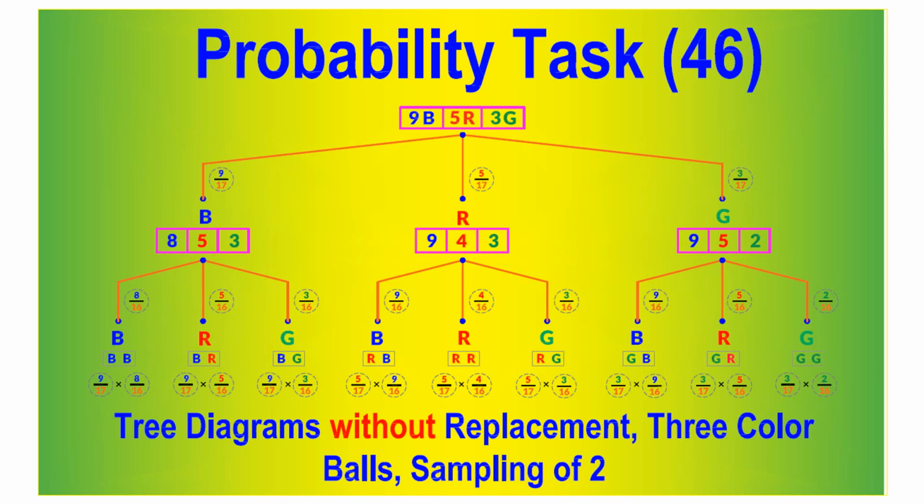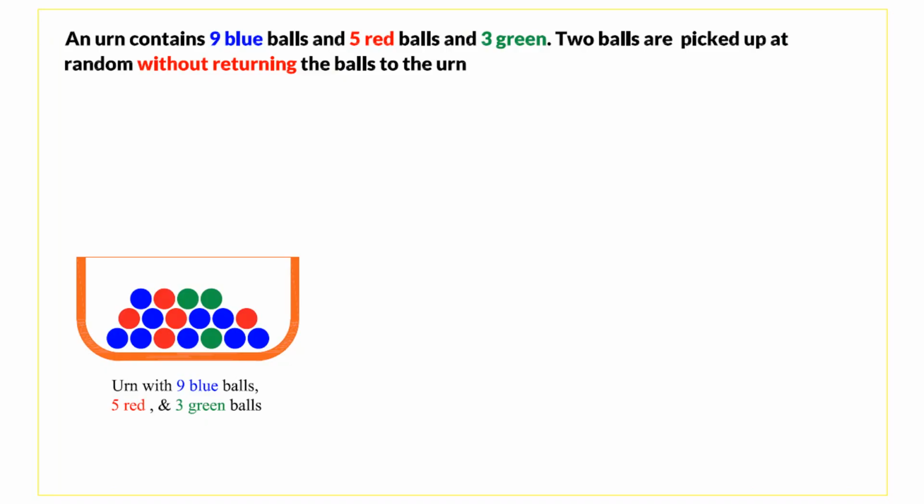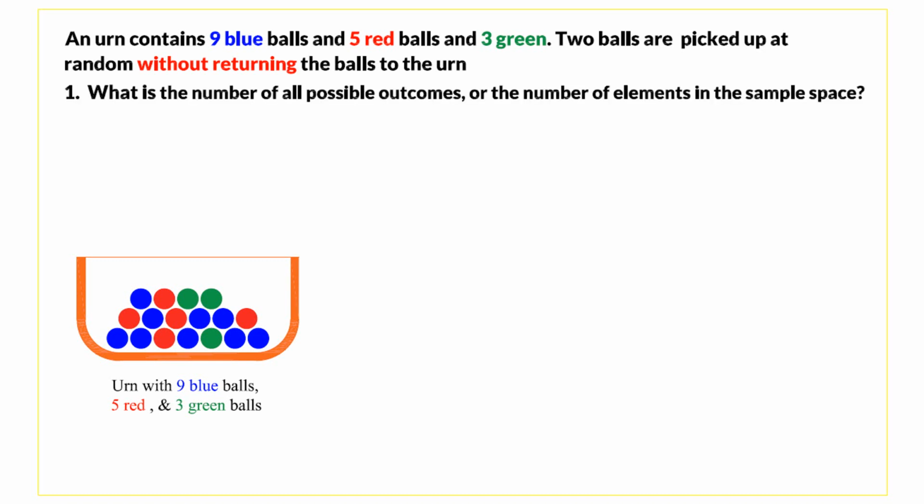In this video, we will study three diagrams without replacement for three color balls with sampling of 2. An urn contains 9 blue, 5 red, and 3 green balls. 2 balls are picked up at random without returning the balls to the urn. First question, what is the number of all possible outcomes or the number of elements in the sample space?